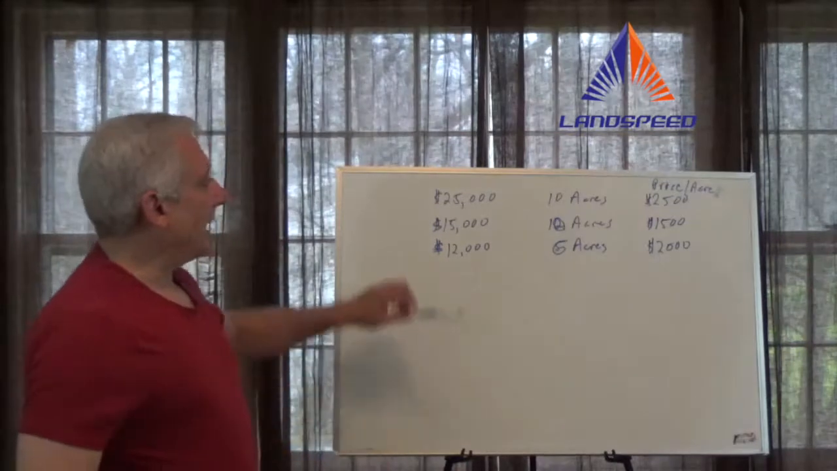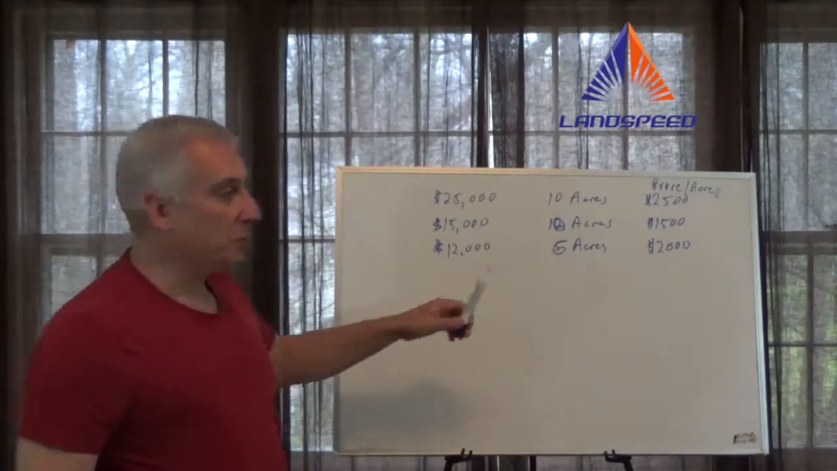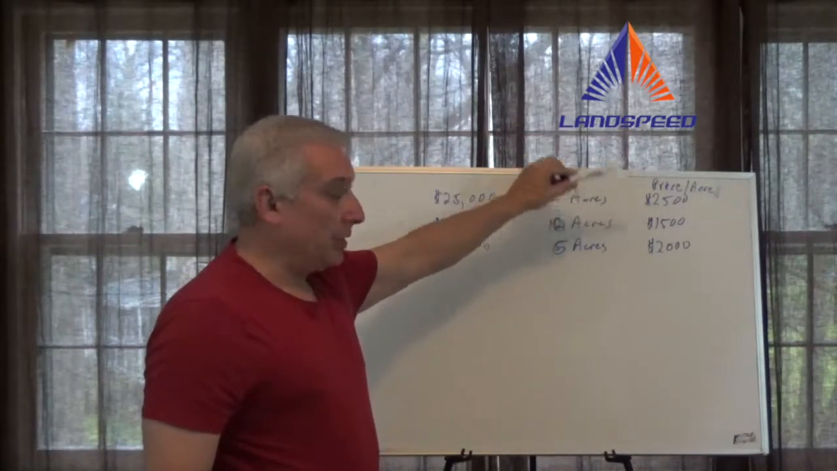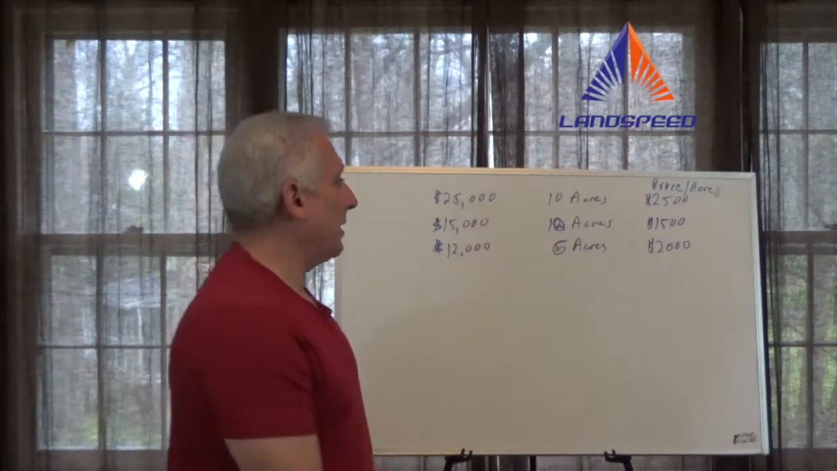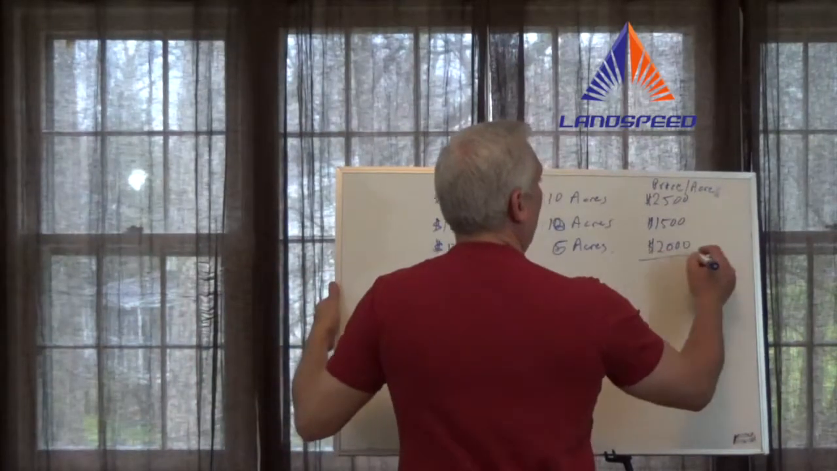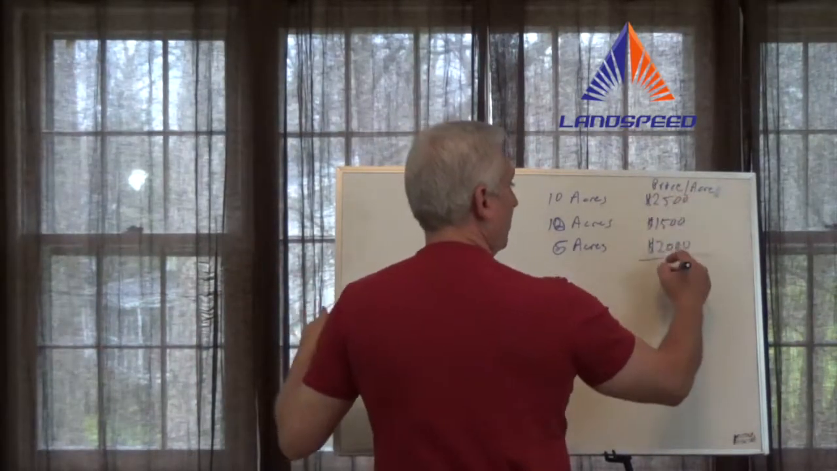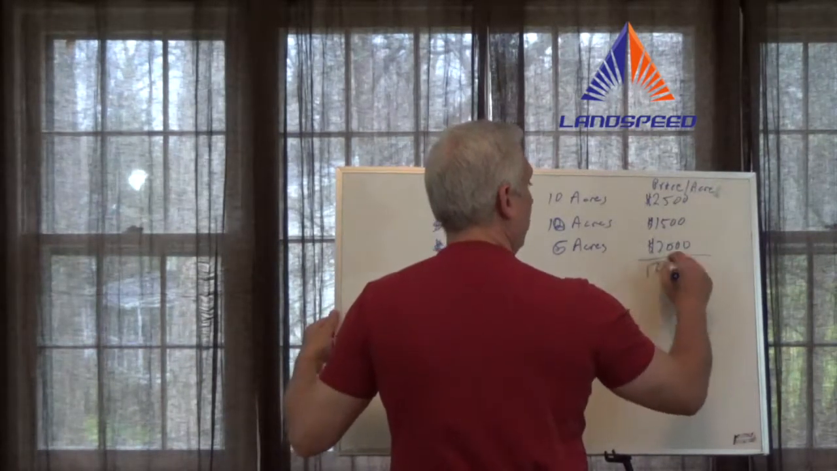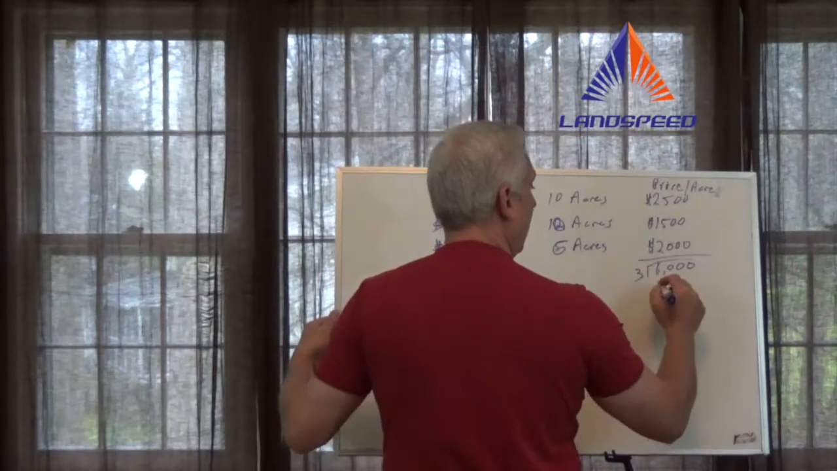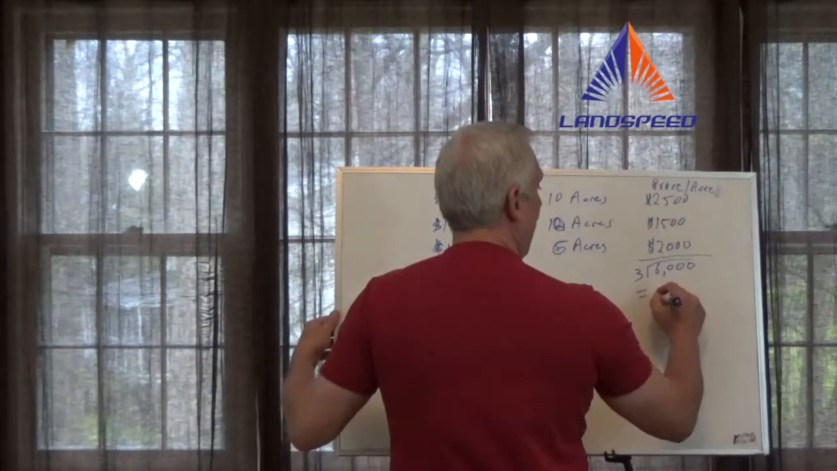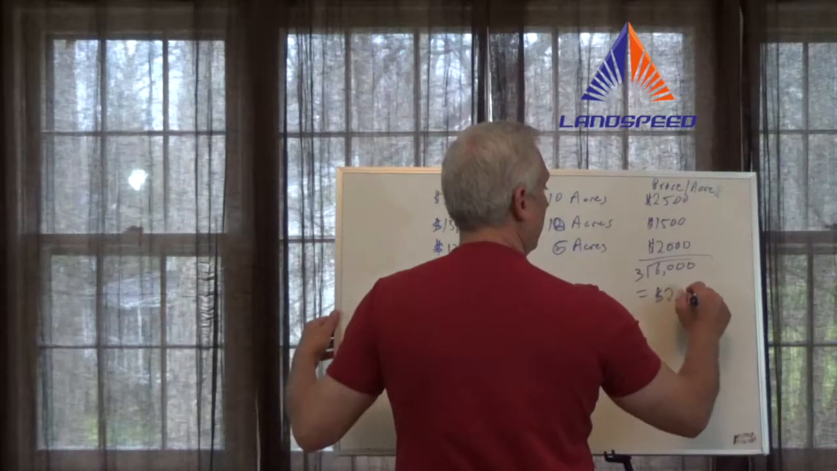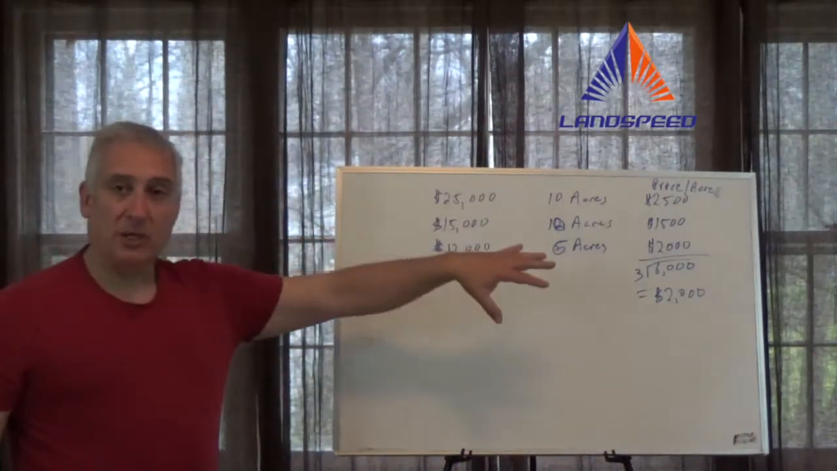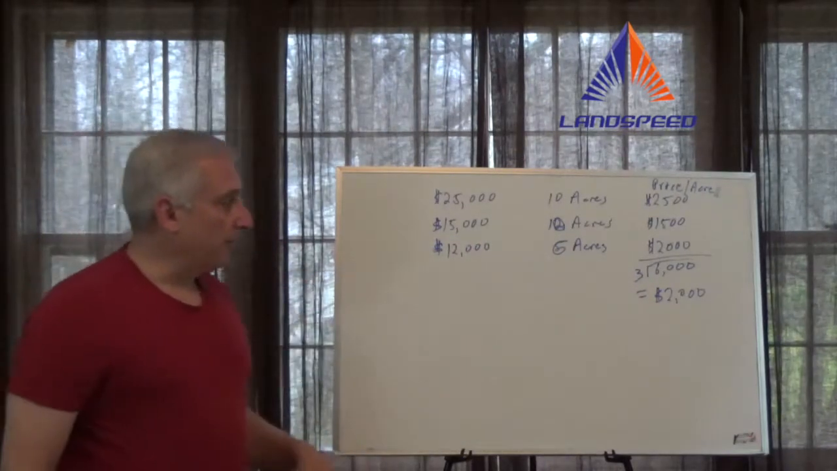So now I can actually take this information and I can compare these properties. This property is $2,500 per acre. This property is $1,500 per acre. This is $2,000 per acre. If I add it all together, I get $6,000. And then if I divide that by the 3 that I have here, on average, that means my average price per acre is $2,000. And that's how I can take the data and turn it into something usable so that I can figure out how to price with it.